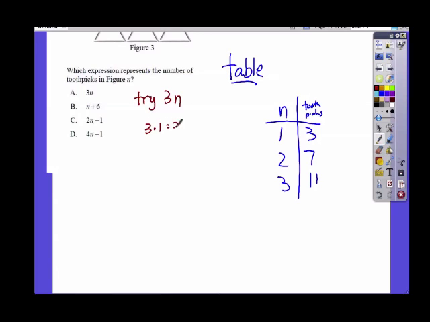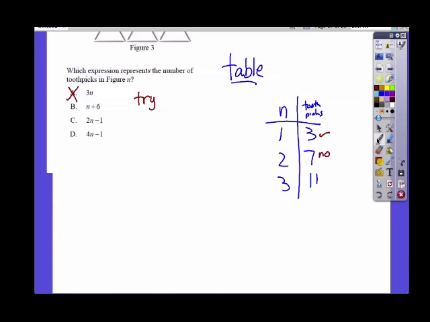So if you take a look at the first one, if I put 1 in for n, 3 times 1 equals 3, that's good. But when I substitute 2 in for n, 3 times 2 is 6, that's not equal to 7. So 3n can't be the correct expression for this. And we're just going to do the same thing for the others.